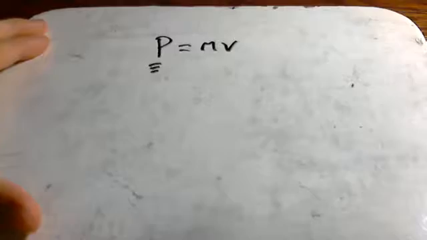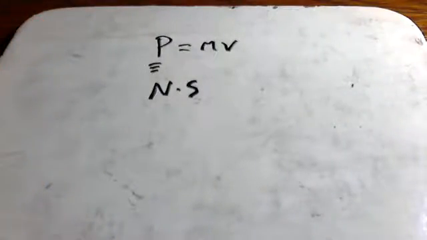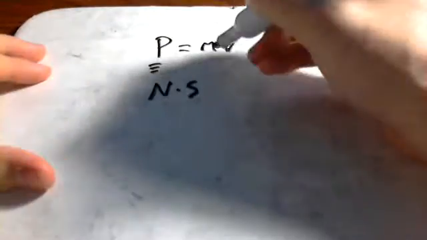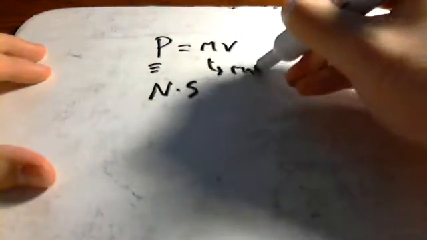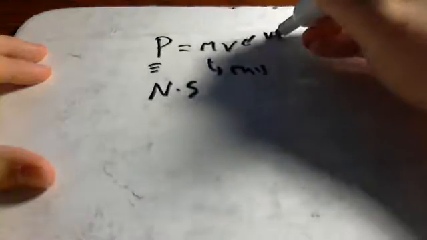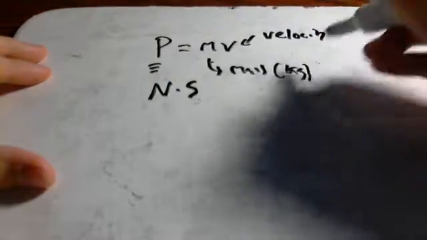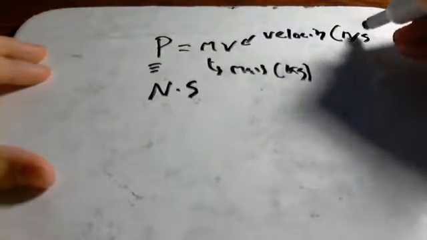All right, class. So far we've talked about momentum, which is just P equals mv. What units was P in? Right, a Newton second. So momentum is mv, where m is mass and v is velocity, which are in units of kilograms and meters per second.